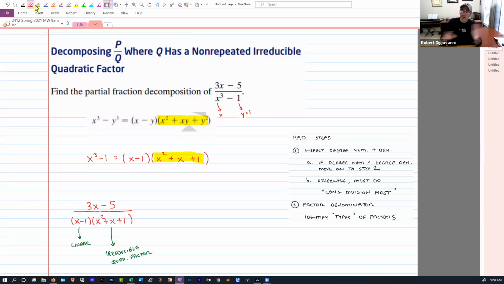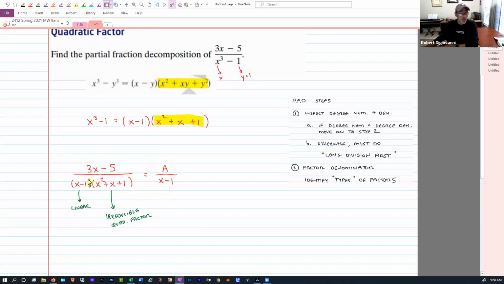So what do you do? I haven't shown you this, right? What do you do when you have this? Okay, well, we know what we do with the linear factor. We put a A over the linear factor, right? Does that follow what we've been doing? We have a linear factor, we put a letter over it, boom, we're done. If that had been x minus 1 squared, we would have done A over it and then plus B over that thing squared. But it's just x minus 1. Now, here's the big change. If we have an irreducible quadratic factor, here's what we put. We put the irreducible quadratic factor on the bottom, okay?